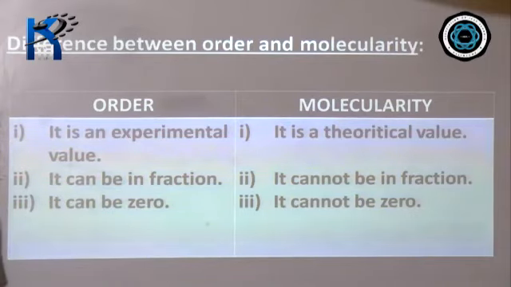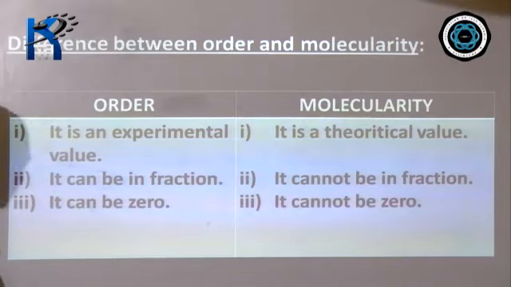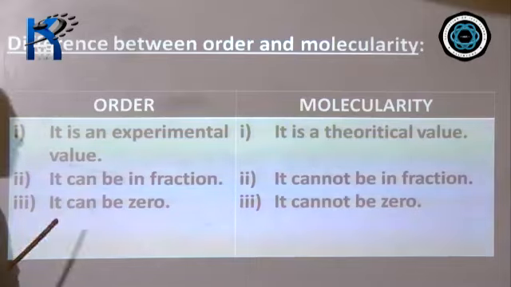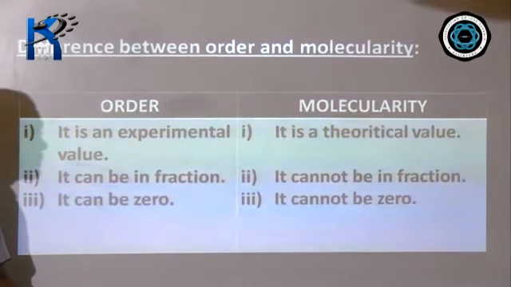4 points. So if this question comes in the exam for 2 marks, you have to write 4 points. Each difference carries half marks. But if it comes for 1 mark, you can give 2 points or at least 3 points. Okay? So this is all about the difference between order and molecularity. If you want, you can take a screenshot of it and save it for reference.